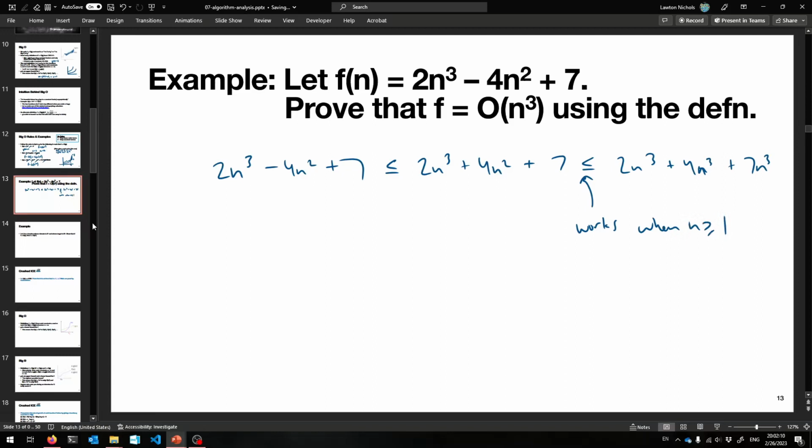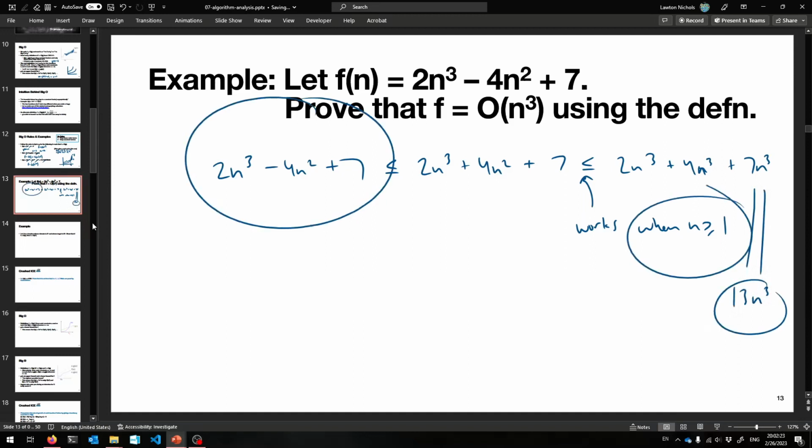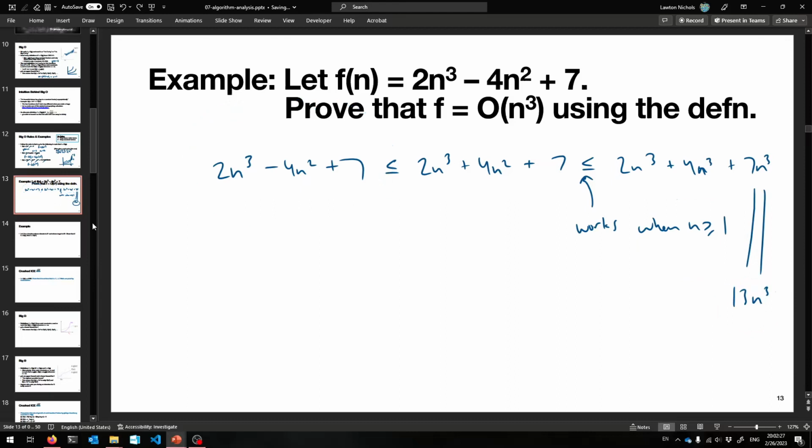And so honestly, what is this but 4, 6 plus 7? That's 13 n cubed, and we've just determined that 13n cubed is bigger than the original function whenever n is greater than or equal to 1. So we just found our constant, our c, and we also found our n naught. So c is 13, and n naught is 1, and you see mathematically how that worked, I hope.